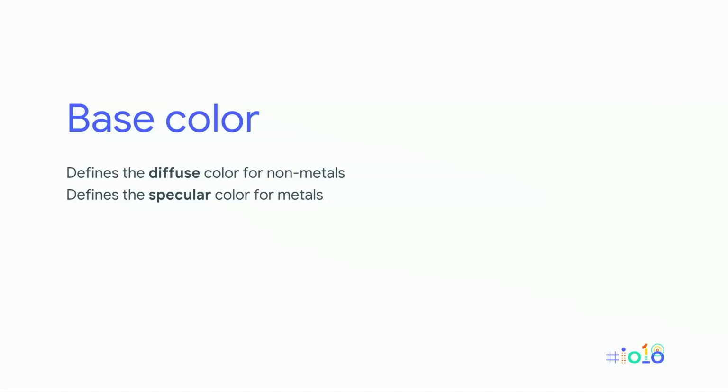OK, next step, you have to define the base color, so the color of your object. It defines either the diffuse color of the object for non-metals, or the specular color, the color of the reflections, for metallic objects. And what's quite difficult to do when you create a base color texture is that it must be completely devoid of any lighting information or any shadowing. And we're going to look at an example.